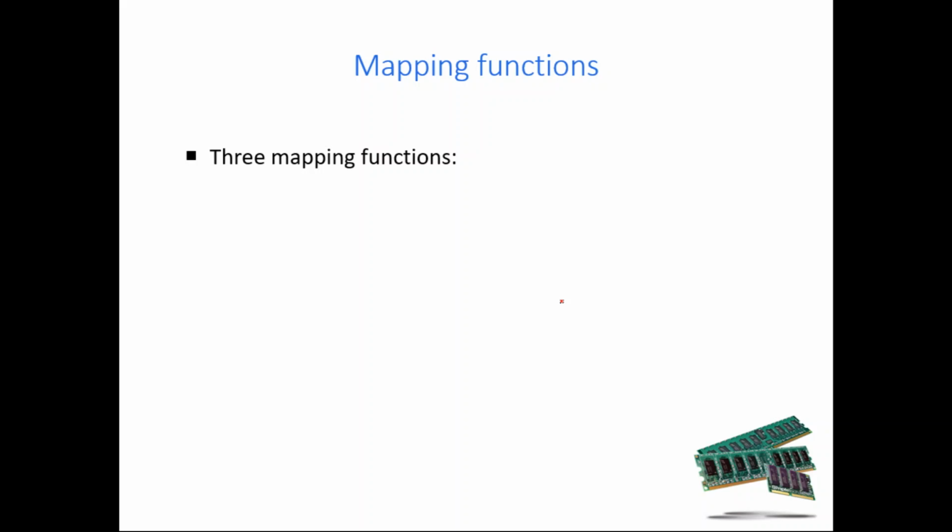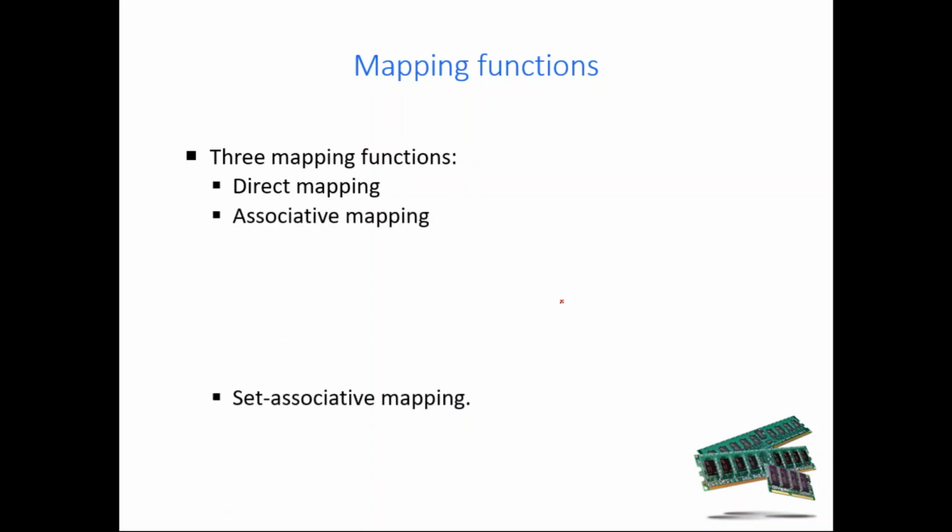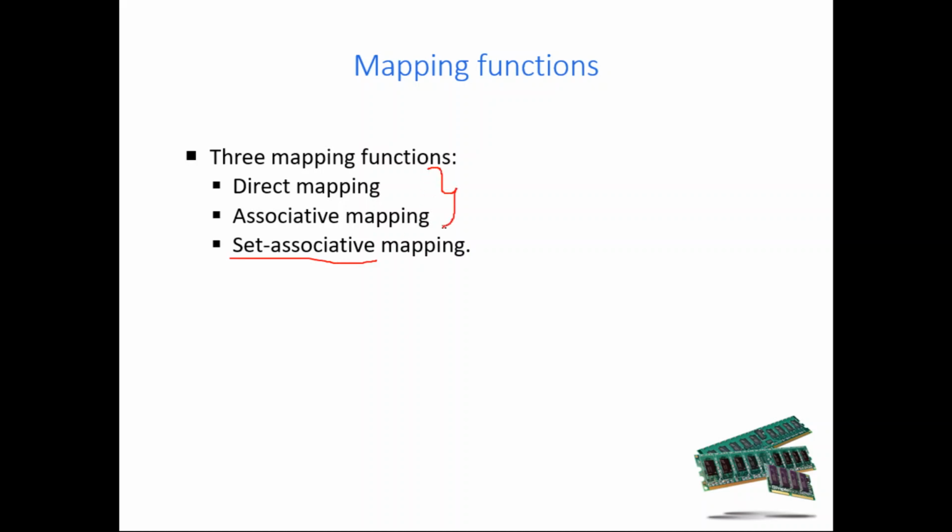Basically there are three mapping functions we are going to discuss. The way in which the main memory and cache can be mapped can be done in three ways. That is what we are going to discuss in this lecture. The first method of mapping is called direct mapping. The second method is called associative mapping, and the third method is called set associative mapping, which is a combination of the first two methods.